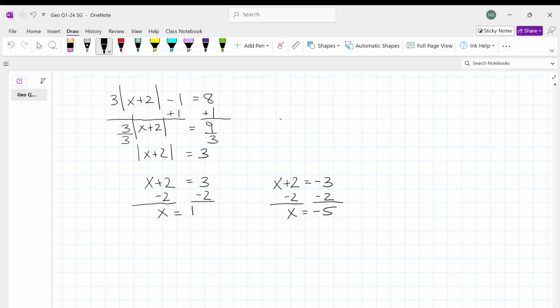When we graph those solutions, we go to negative 5 on the number line. We're closed on the negative 5. And we go to 1 on the number line. And we are closed on the 1. Any questions?